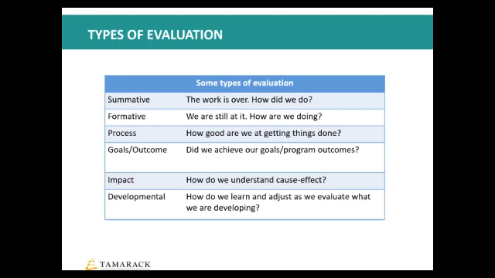A process evaluation asks how good we are at getting the things we said done. So as we go through our process, are we getting those things done? Goals and outcomes asks, did we achieve our program goals and outcomes? Impact is really looking at it from the perspective of the participant, or those that you're engaging. Did this exercise have an impact on them, and how will we know that?